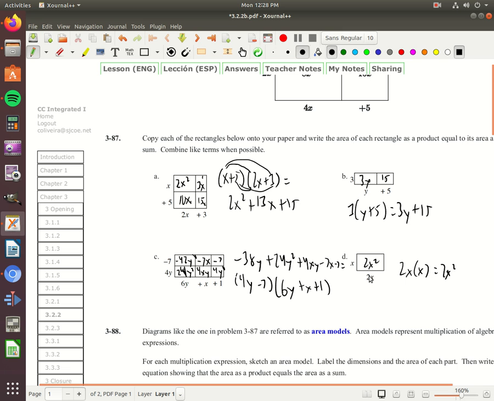By the way, it doesn't matter if you say this side times this side or this side times this side. Multiplication, 5 times 7 equals 7 times 5. So order is not important in multiplication.